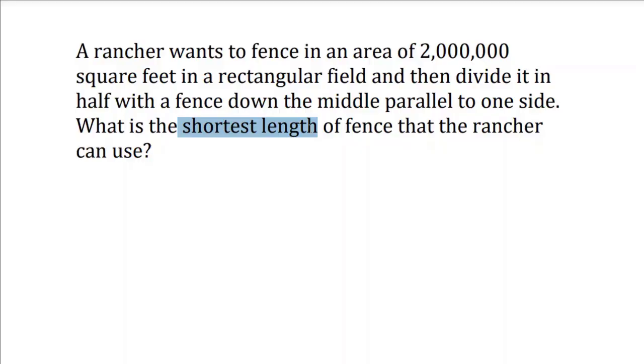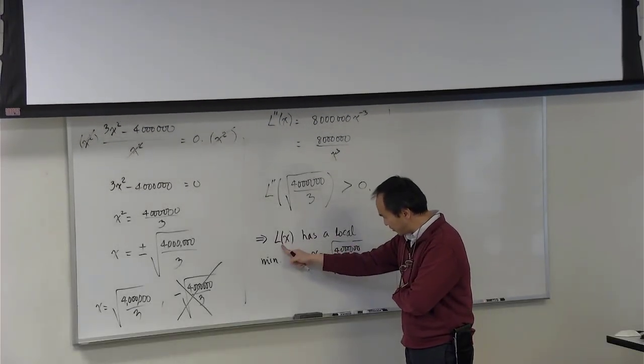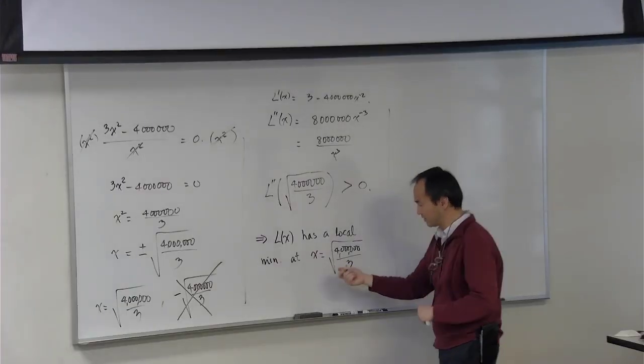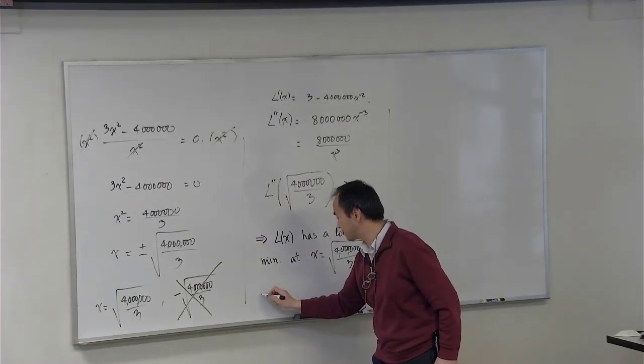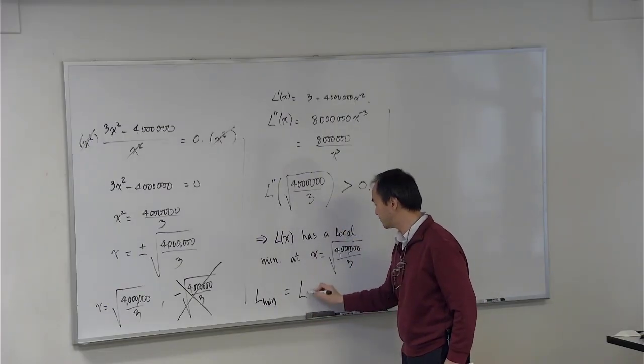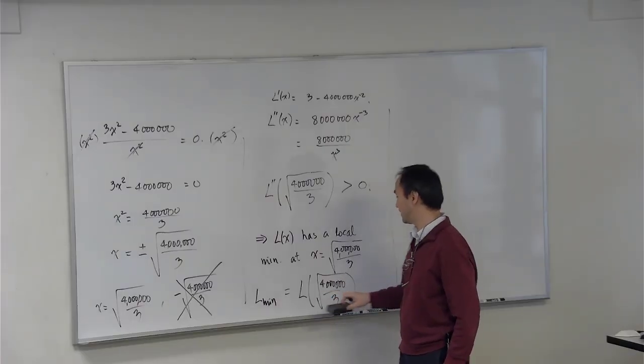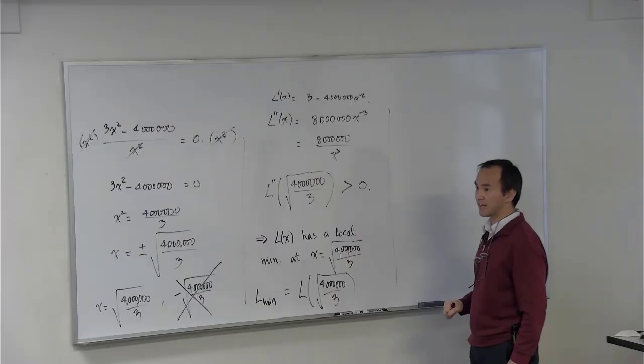We reached the shortest fencing length here, but we need to come all the way down to the final length. Right? We have to come down to the final minimum value of our length function. So what we have concluded so far is that the function reaches a local minimum at this value. So now we're going to say the shortest length, right? The minimum of our L of x right here is going to be the function L evaluated at this critical value, 4 million over 3.